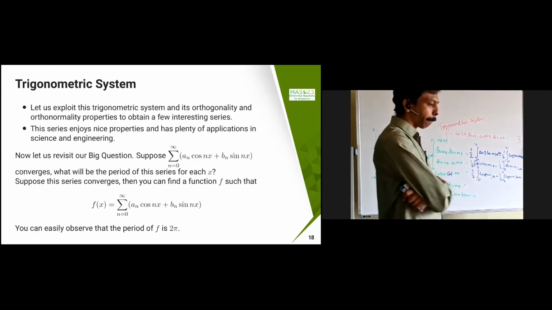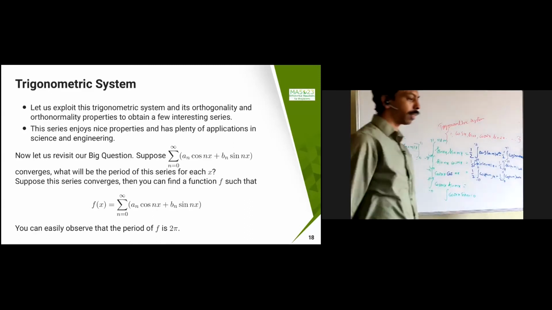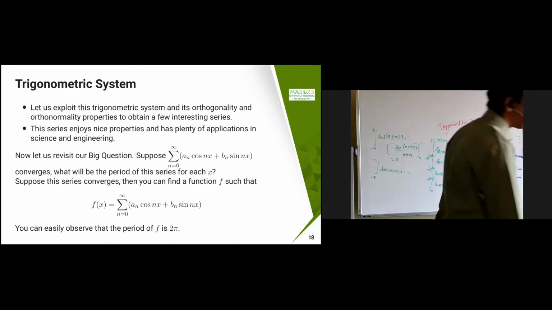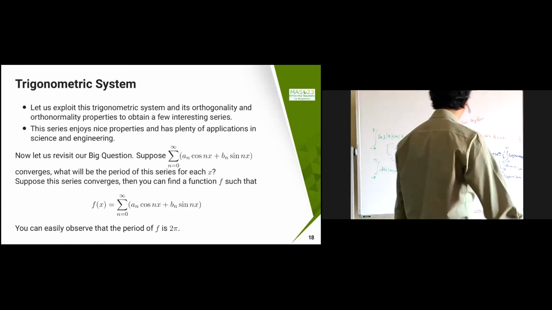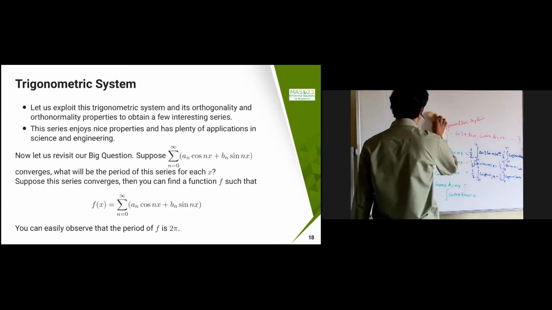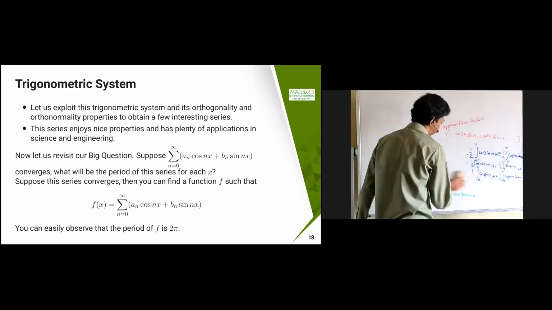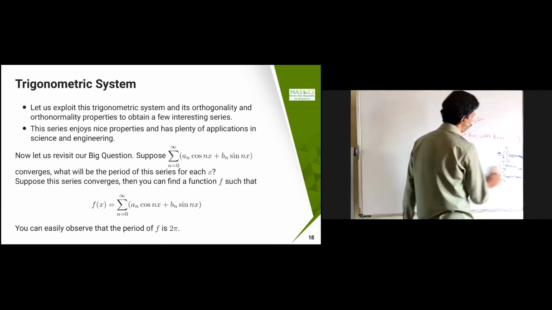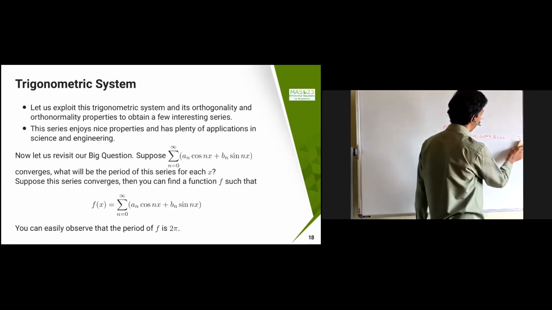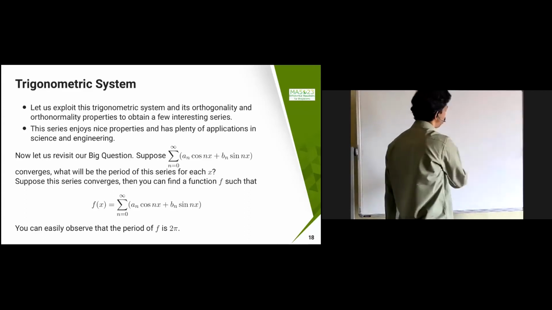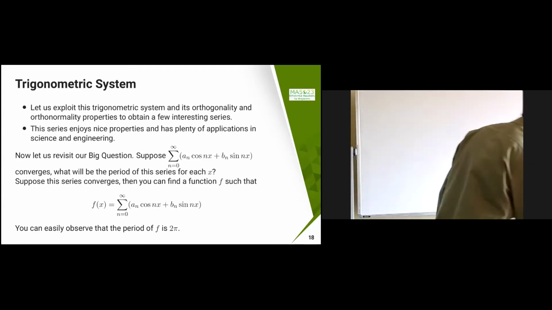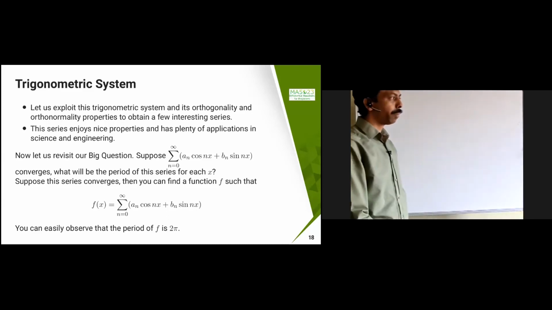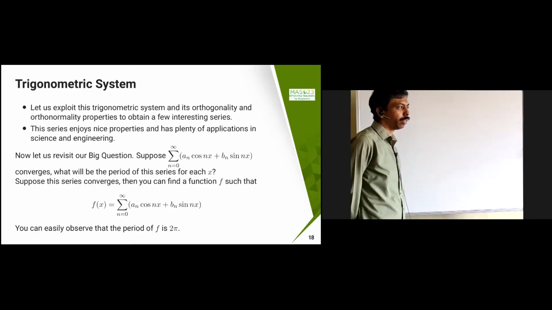Similarly, we are going to exploit this trigonometric system and its orthogonality property to obtain some interesting series. These series are very nice and have many nice properties, whatever we have defined here. If I take the inner product with itself, it is going to give you some answer. If I take the inner product with the other term, I am going to get the answer 0. So this is a nice property, and we are going to use that for filtering. This is the main interesting property for many engineering applications.